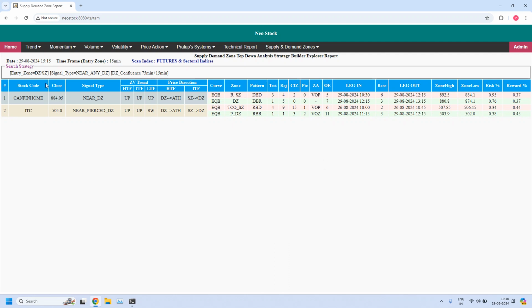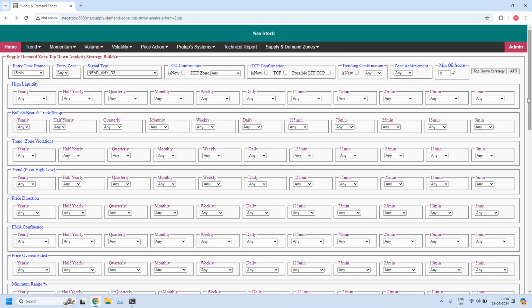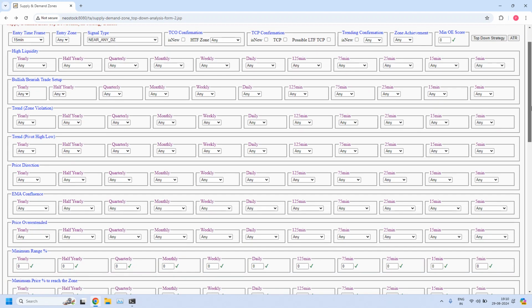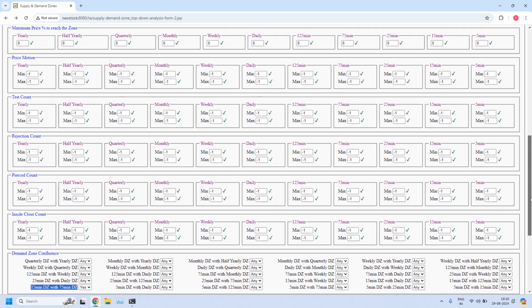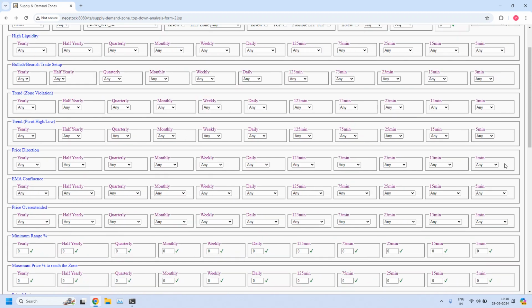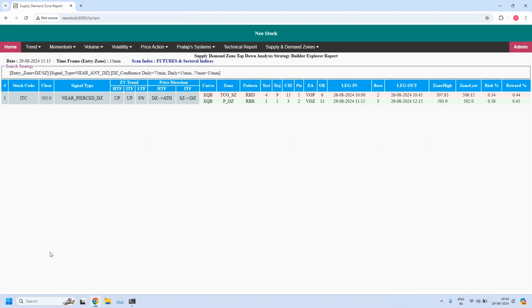So let's verify whether any of these again have confluence with the HTF time frame. 15 minutes with 75, 15 minutes with daily enabled the filter, and 75 minutes and daily also enabled. Let's filter. So ITC, but unfortunately it is a pierced zone.